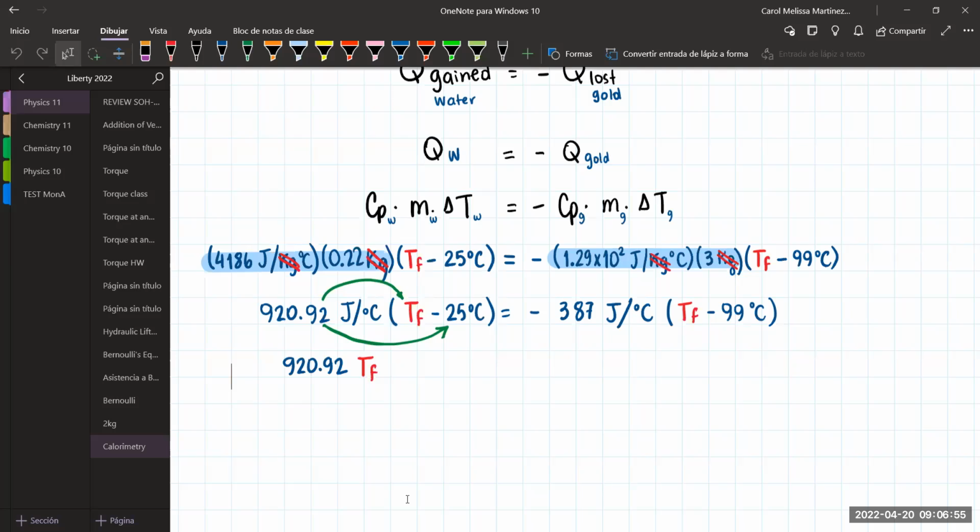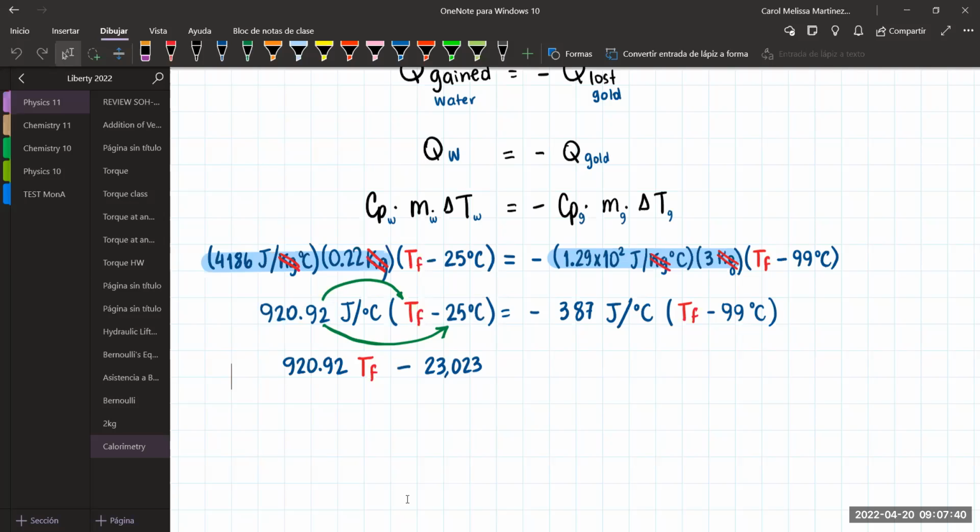So I'm going to ask you that you just focus on multiplying numbers. For example, here it's going to be confusing because you're going to have joules, Celsius, and then TF, too many letters, okay? So I'm going to ask you to focus on just writing like this. Now, on the other side, you have 920.92 times negative 25. So this is going to give you a negative answer. How much is this? 23,023.